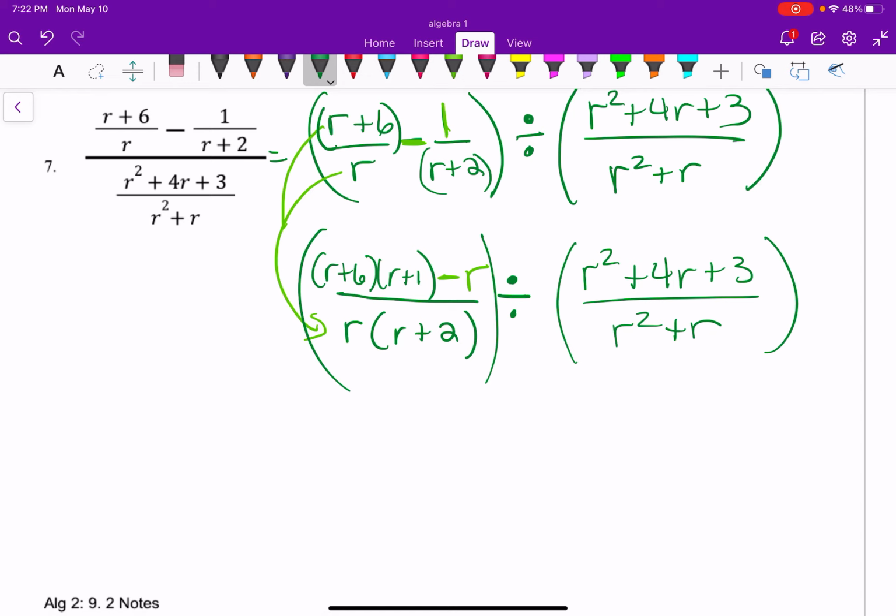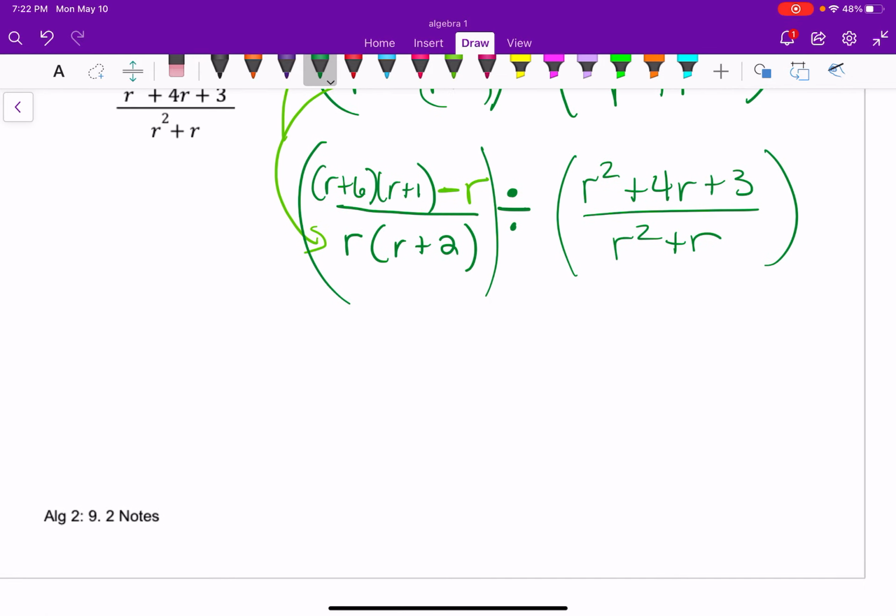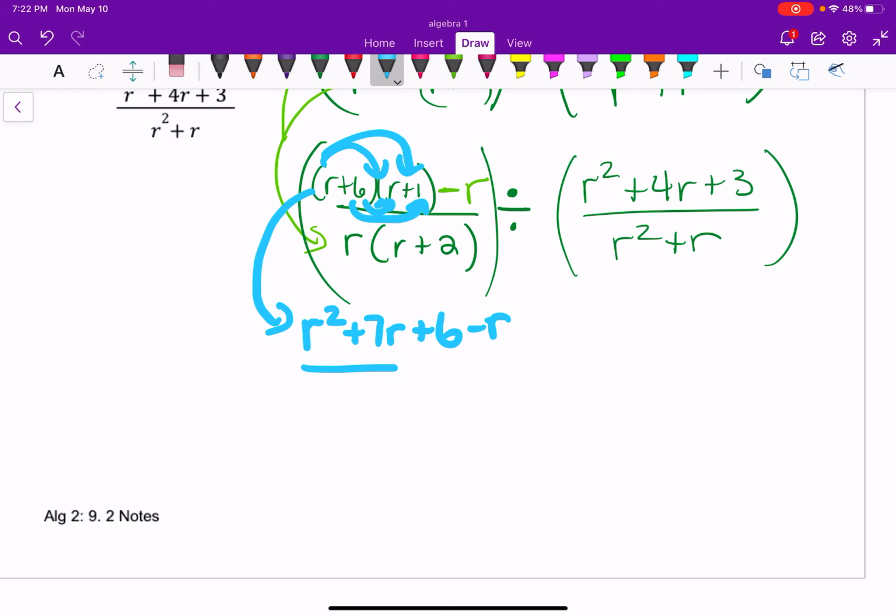Now that first one's still kind of a mess, so I need to do something with that. I need to make the numerator better. So, oh, these are just so much fun. These are not my favorite, but here we go. I'm going to FOIL that. So it's r squared plus 7r plus 6. So I did this, I FOILed. Okay, minus r over r times r plus 2.